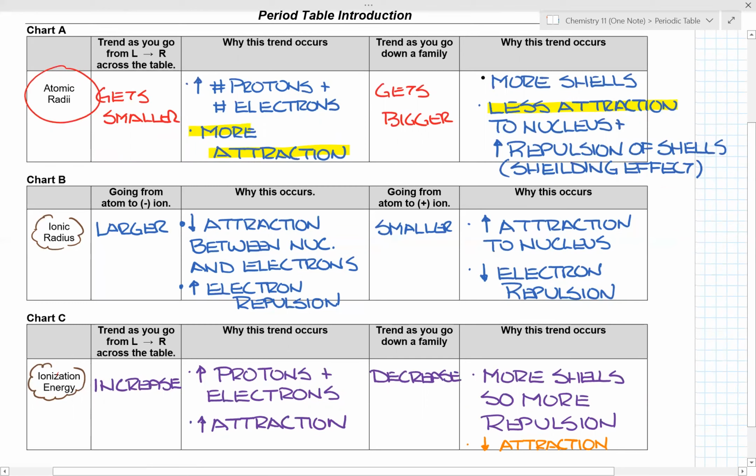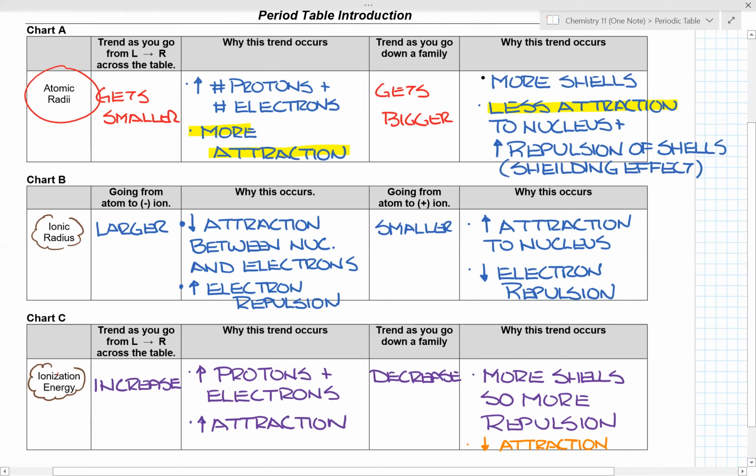The idea would be like a stronger magnet. The more powerful a magnet is, the greater the attraction to whatever object, and the magnet is able to draw the object closer to itself. As you go down a chemical family, because there are more shells, you have less attraction to the nucleus, and therefore the shells are further and further away.